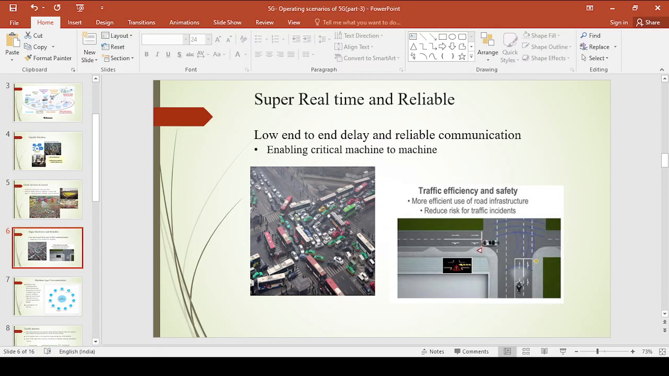One example I have considered is the present situation on the roads. In future, using this usage scenario, we may expect reduced risk of traffic accidents and efficient use of road infrastructure, right? This is one of the applications, right? Now coming to the next slide.